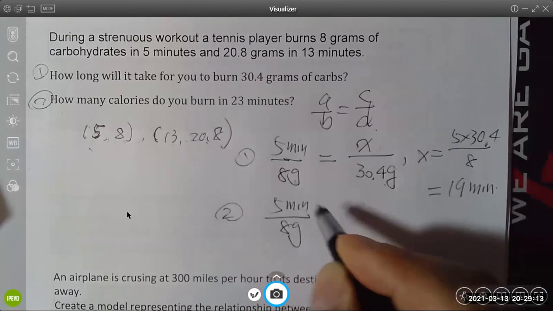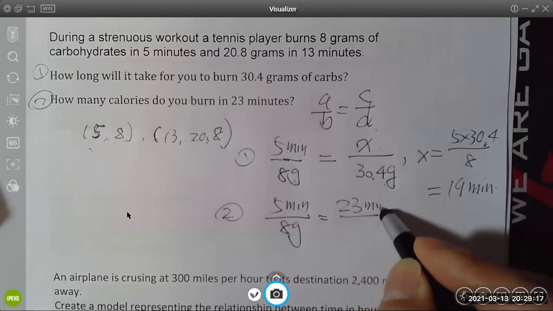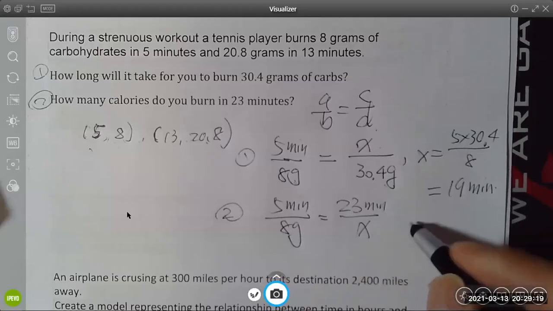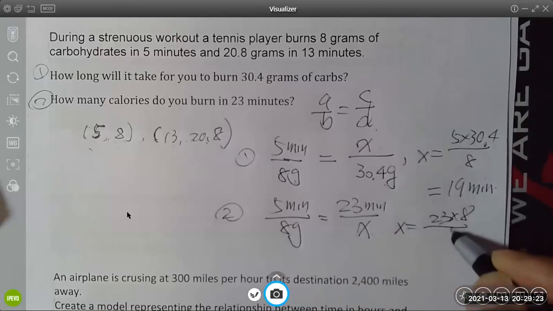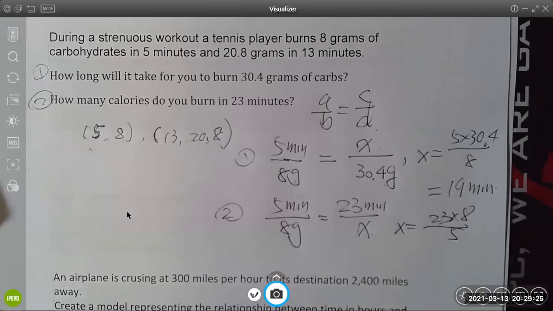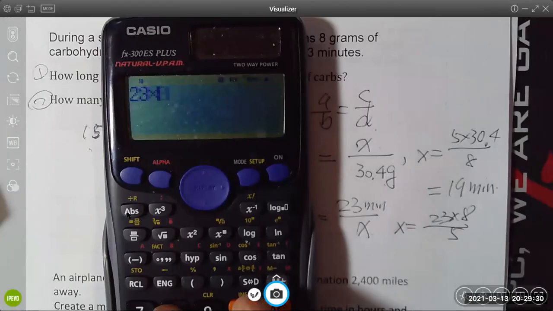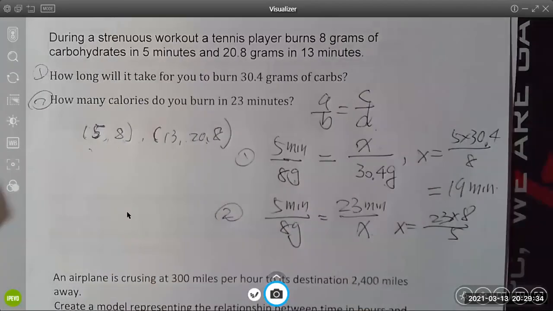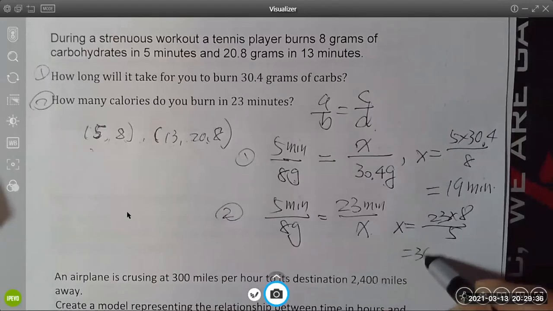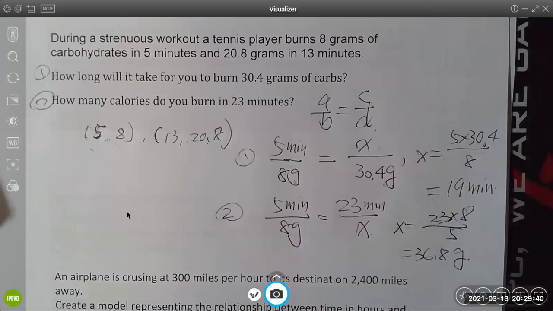This time we are given minutes, so put minutes on the top. We are looking for grams, so x is on the bottom. Solve that. X equals 23 times 8 over 5. That's how simple it is. 23 times 8 divided by 5 is 36.8 grams. And we just solve it.